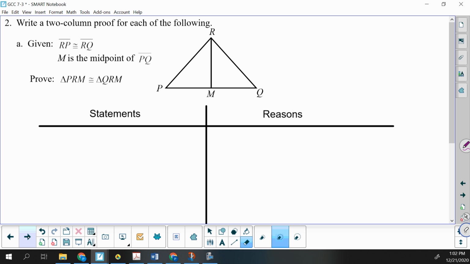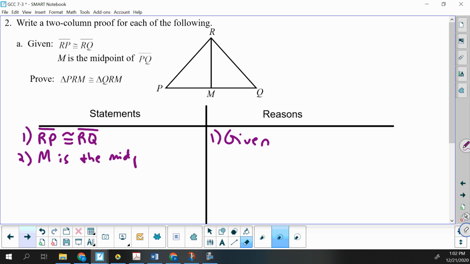So we always start a proof by just putting our givens in. So let's take a second to write those in. We'll have RP congruent to RQ, and our reason will just be given. And we'll have M as the midpoint of PQ, and our reason will just be given.